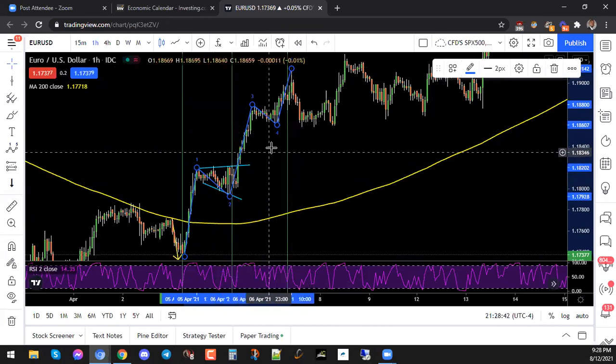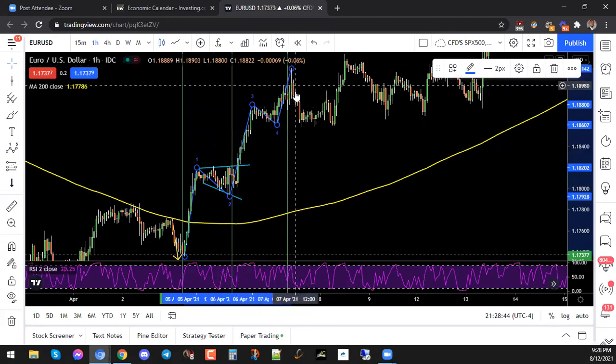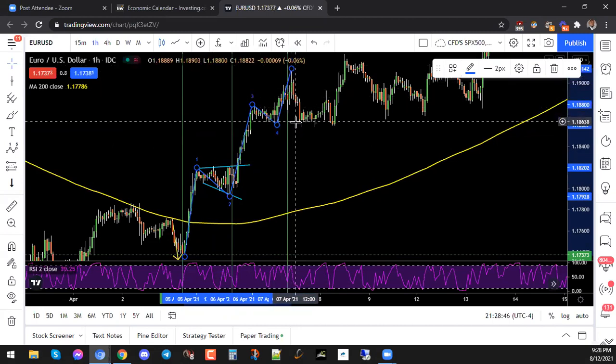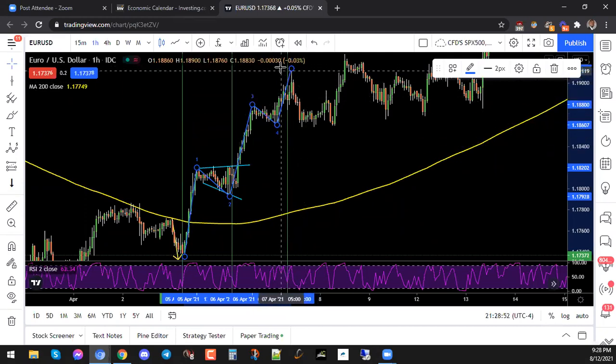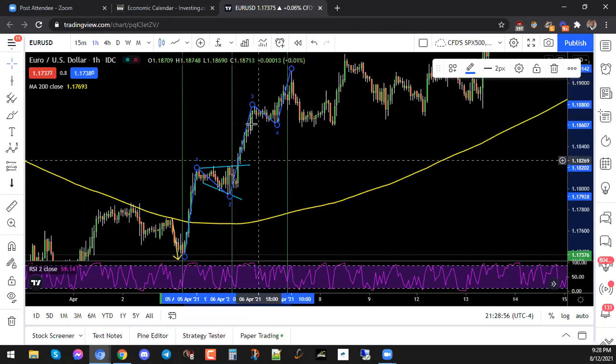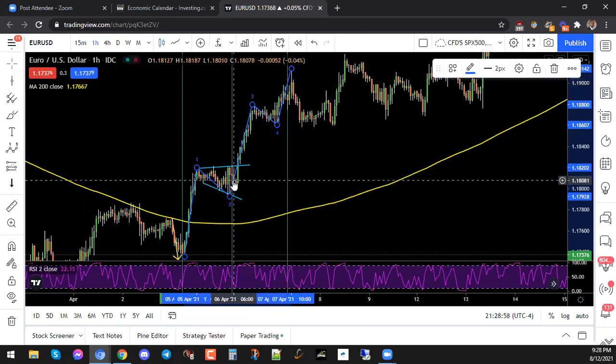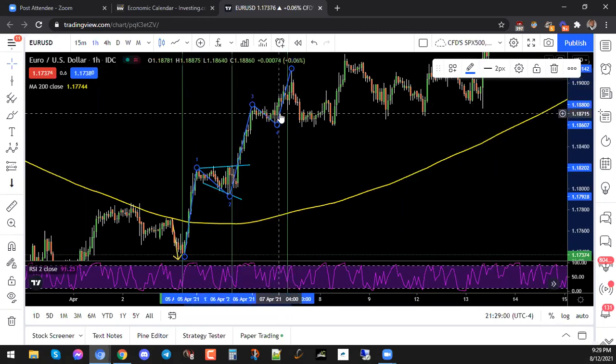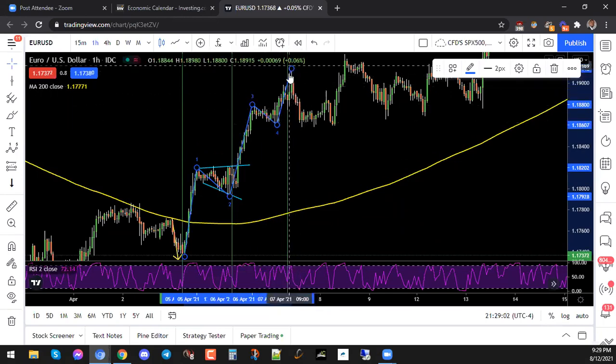Now, as you can see, we did get some volatility coming to the downside. It was not as much, but we did get some volatility. It's a nice, clean impulse. And that's what we're looking for in the market. We don't really want to trade inside of the corrections. We don't want to trade inside of this. We want to trade these, right?